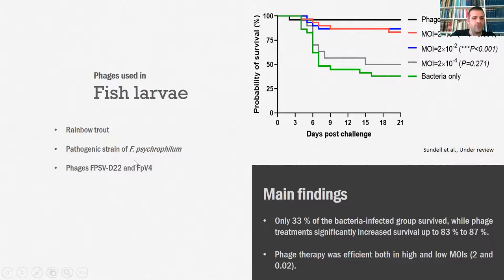phage treatment with two lytic bacteriophages, and were able to notice that this phage treatment granted a much higher level of protection, 83% to 87%, compared to the controls. So that was actually a really, really impressive result. And another very useful finding of this study is that this protection could be granted even if the phages were deployed at lower concentrations. So that was the MOI 0.02 and the MOI 2. So the phages' presence was able to grant a quite high level of protection.